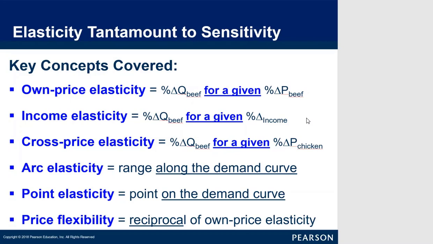Cross price elasticity is when we're looking at two different goods. So in this case, we're using the same formula. We're just now looking at the quantity of beef compared to the price of chicken. If chicken gets less expensive, how much more beef are we going to consume? How much less beef are we going to consume? If the price of chicken goes up, what is going to happen to the quantity of beef that's going to be consumed?